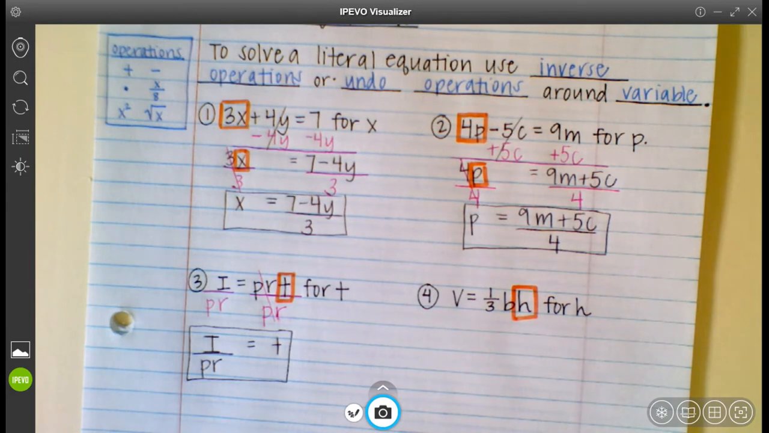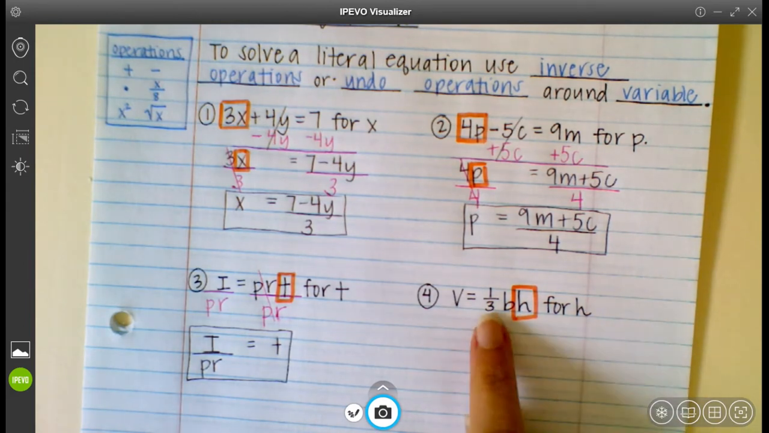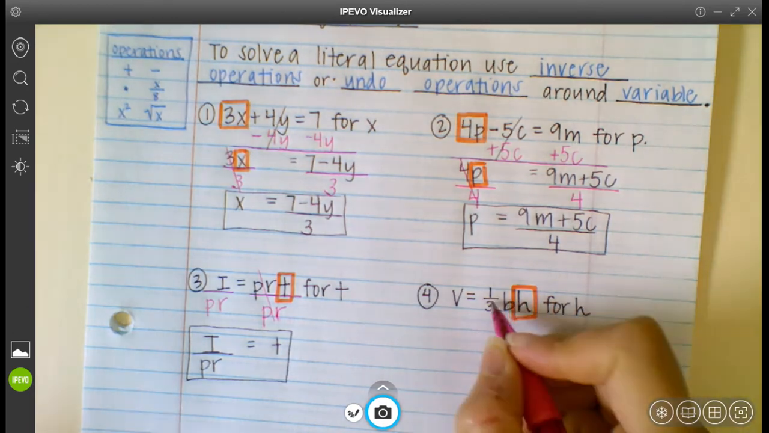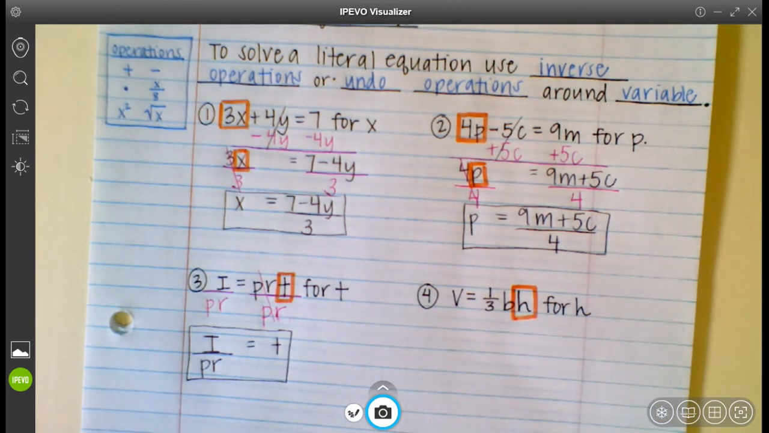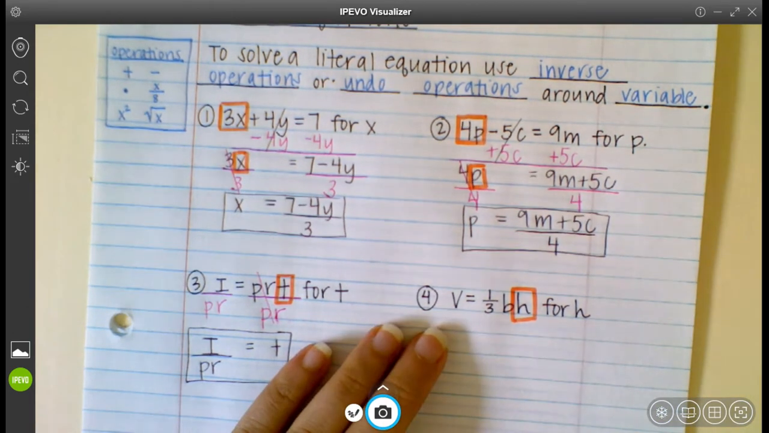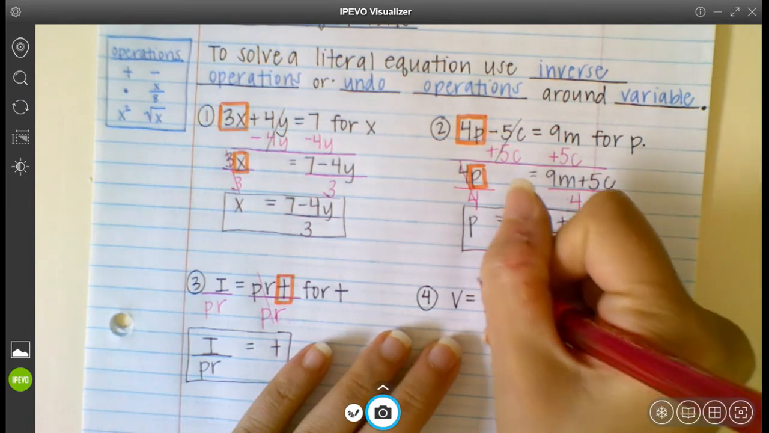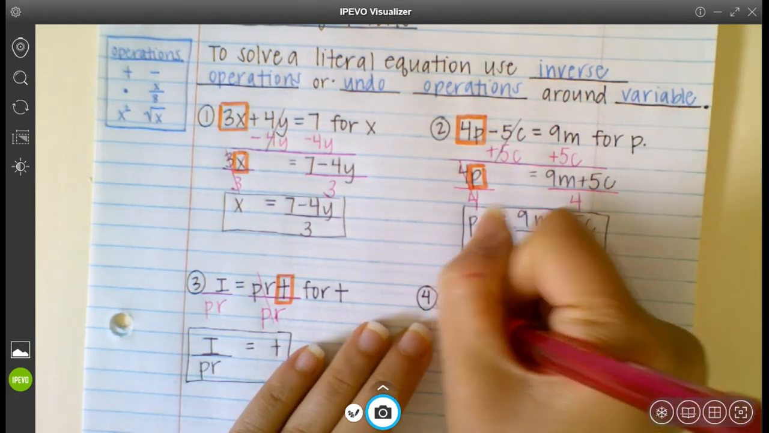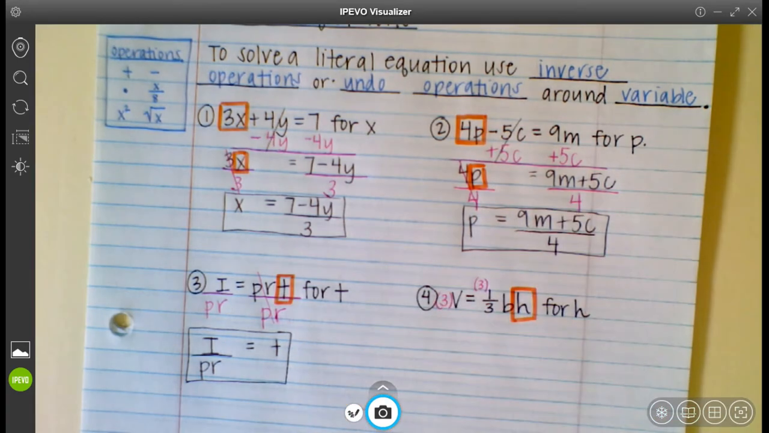I know a lot of you are probably freaking out over that division right there. I see a divide sign. So as soon as you see a divide sign, we know that we need to undo that with multiply. So what I'm going to do is I'm going to multiply the right side by 3 and multiply this left side by 3.